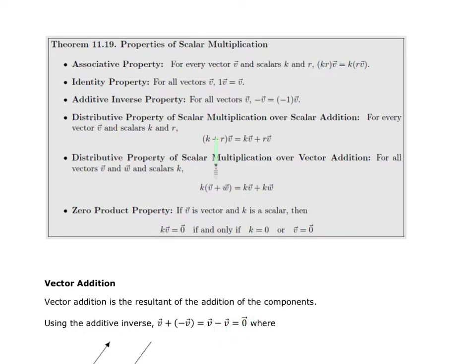I also have the distributive property of the scalar, so I can add my two numbers first and then multiply by the vector, or I can do it individually and then add those two vectors together. If I have a scalar and I'm adding two vectors, I can add them first and then multiply by the scalar, or I can distribute the scalar first and then add the two vectors. And then of course, if I have the scalar times the vector v and it is the 0 vector, that only happens if my scalar was 0 or my vector was the 0 vector.